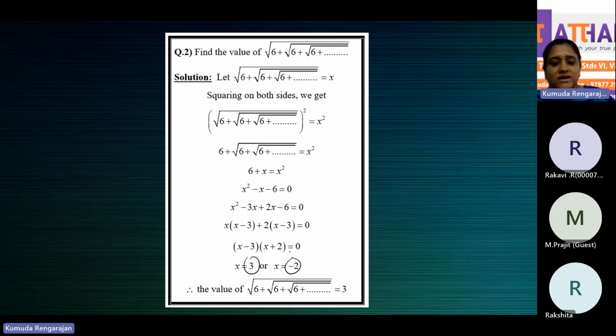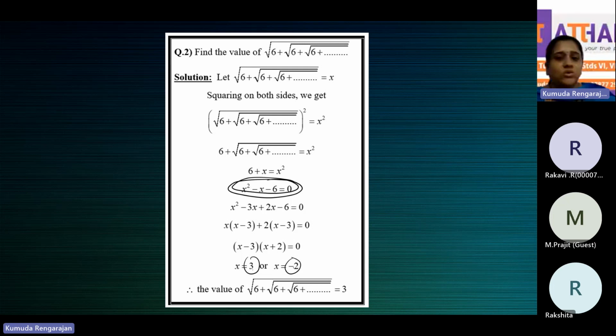Both these values will satisfy this quadratic equation. That's why we're getting these 2 answers. But when you look at the expression given, you need to justify. For the first thing, one thing cannot have 2 answers. This expression cannot give 2 answers.